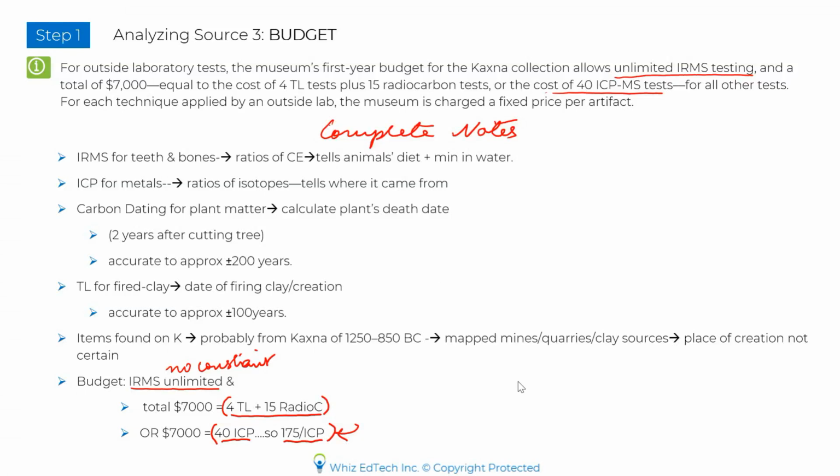Jahnavi, it's given here that if you divide 7,000 by 40, you will get 175 per ICP. So they are saying $7,000 is equal to 40 ICP tests. All right. And each ICP test is of a fixed price. So we know that we can divide $7,000 by 40 and get the price of one ICP. Simple maths.